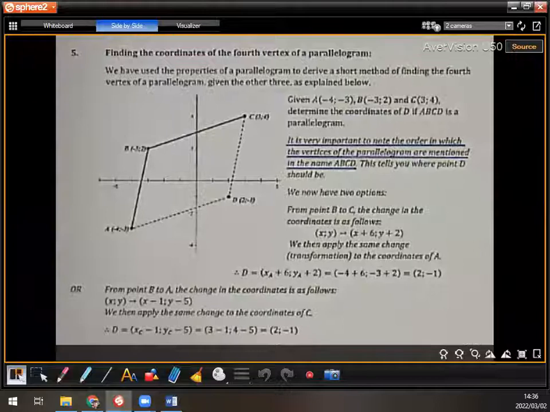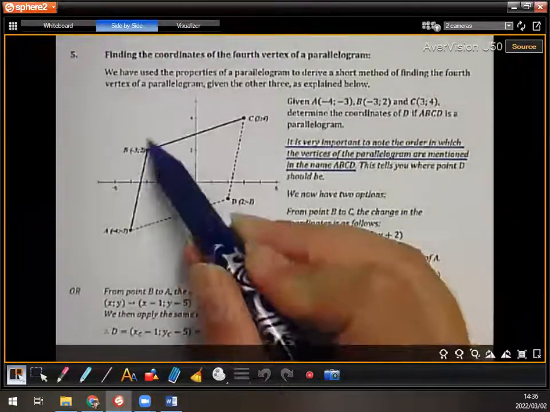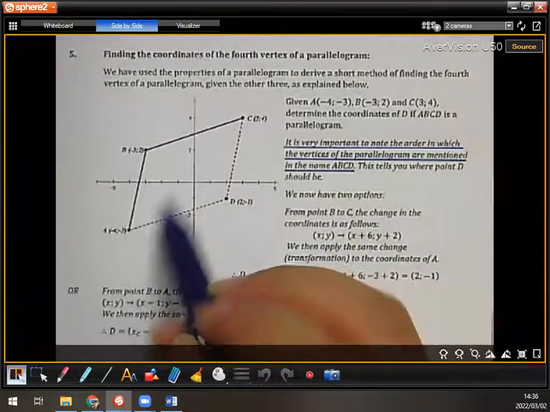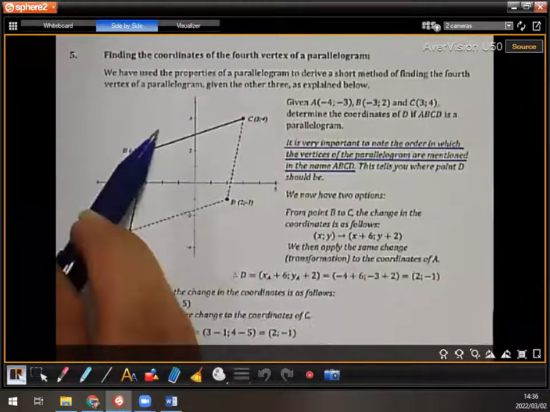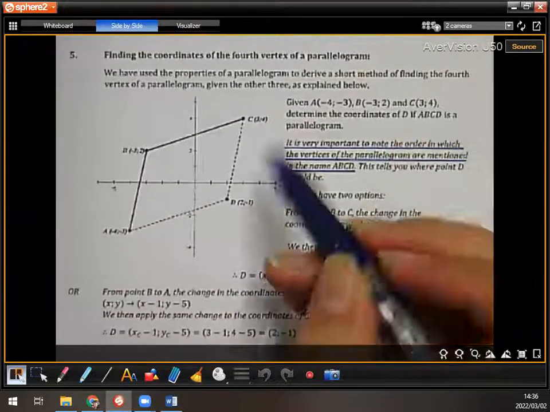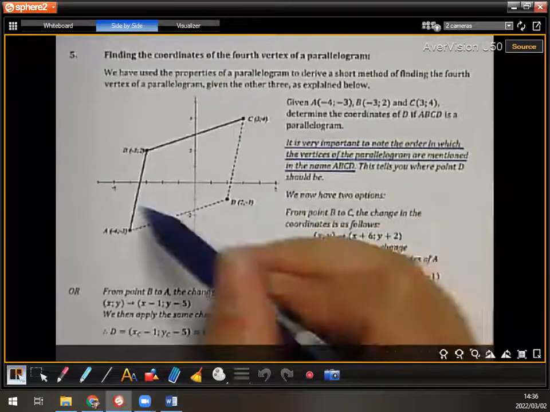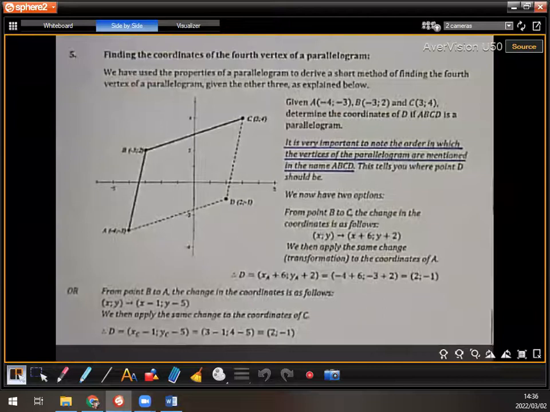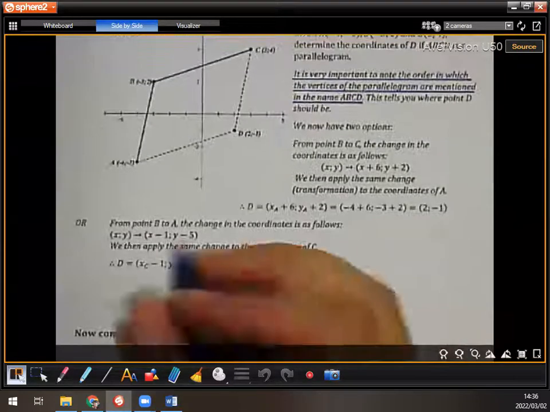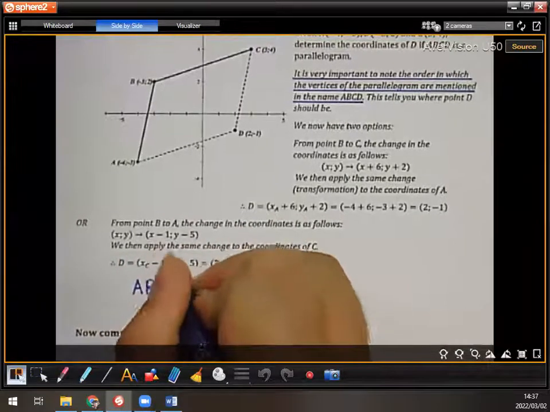Sometimes they ask for A, B, B, C, or A, D, C, D, or something. The order in which those letters are is telling you the order in which the points are connected. So here you can see A, B, C, and then because the name of this parallelogram is A, B, C, D, D is going to have to be next and be connected to A. If it's A, B, C, D, I'm going to write it here at the bottom, A, B, C, D.